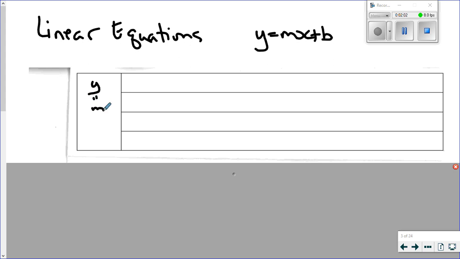So y equals mx plus b. The y is your dependent variable. And the reason it's called that is it depends on everything on the other side of the equal sign, right? Those things change and tell us what y equals. M is the rate of change.